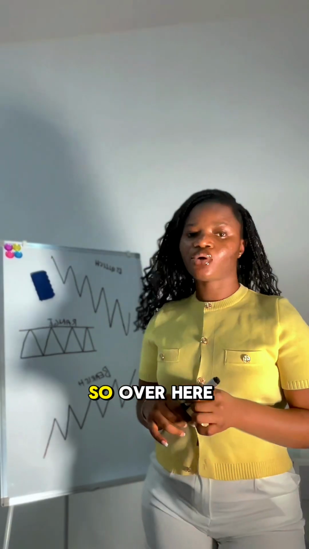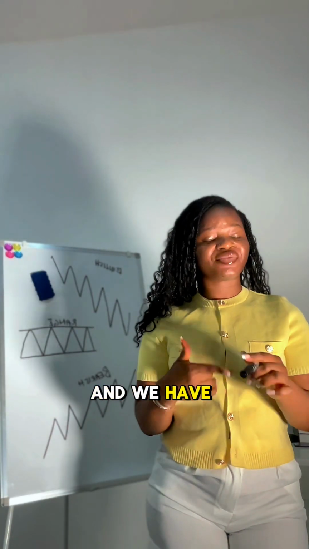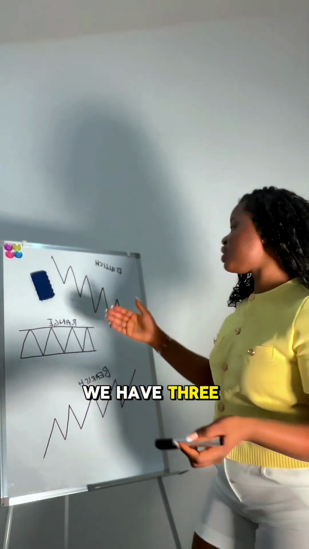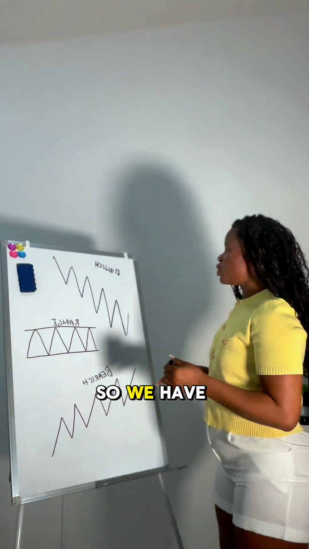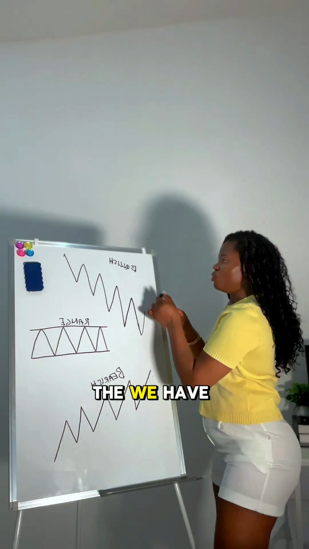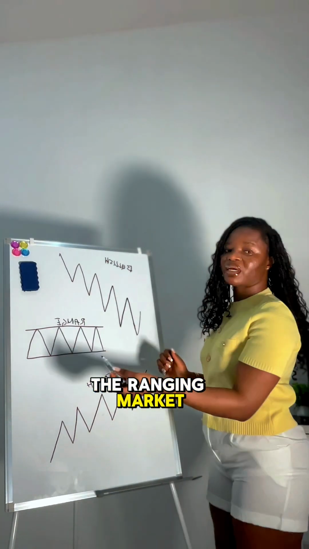Okay, so over here I'm going to be showing you how the market moves, and we have different ways in which the market moves. We have three ways in which the market moves actually. We have the bullish move, we have the bearish move, and we have the ranging market.